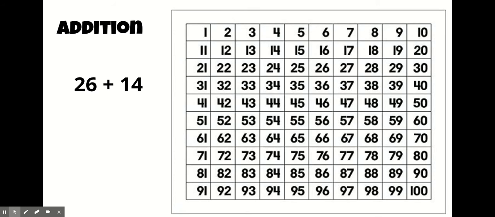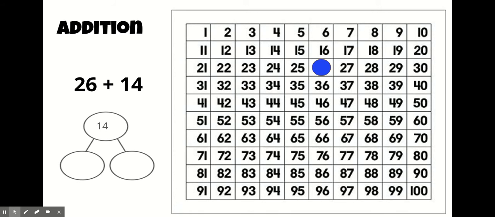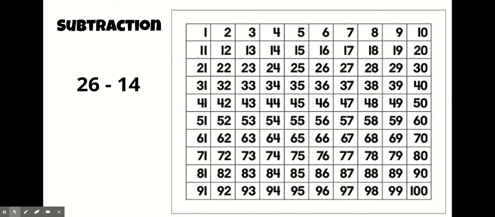So if we want to use a hundreds chart to show addition, we can do this with counters. For example, 26 plus 14. I would put a counter or a bean or something like that on 26. Then I would think about the number 14. If I decompose it using this number bond, I know that 14 is the same as 10 plus 4. If I want to move up 10, that just means that I go down one space on my hundreds chart. Then over 4 spaces to show plus 4, and that will show me that my final answer is 40.